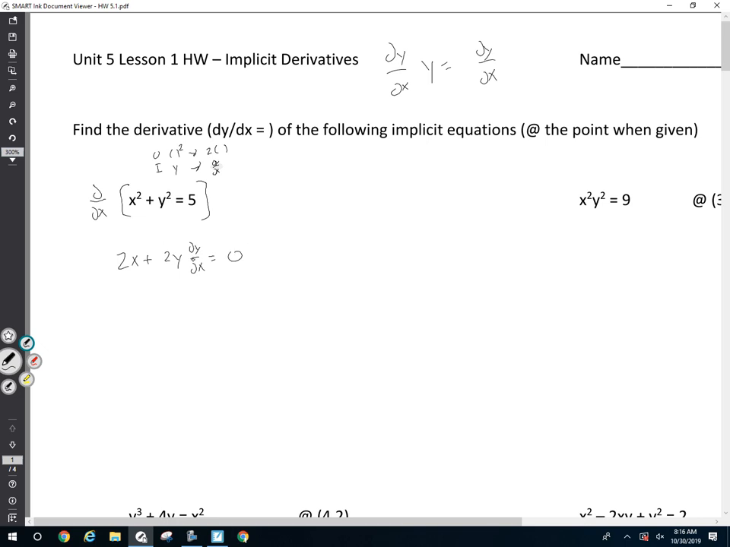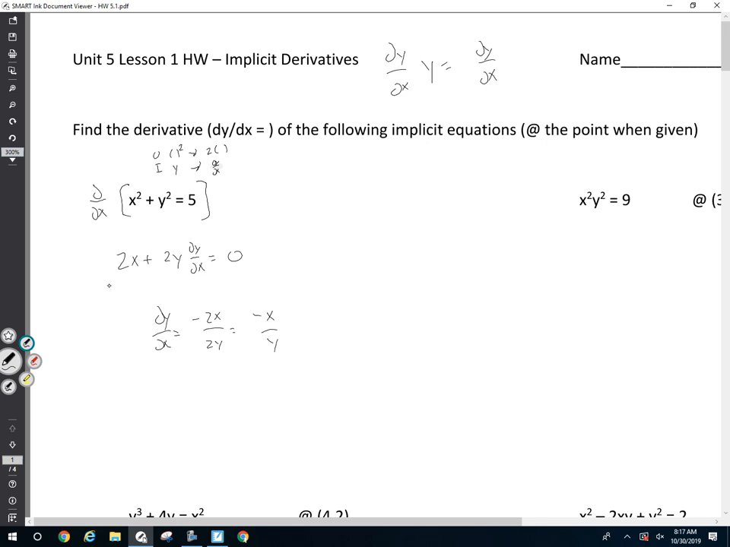We'll then solve for dy/dx algebraically. In some cases, we'll have to combine all the dy/dx's to factor out, move all the other stuff to the other side, divide. In this case, I just need to subtract 2x and then divide by 2y. I get dy/dx is equal to negative 2x over 2y, which is just negative x over y.